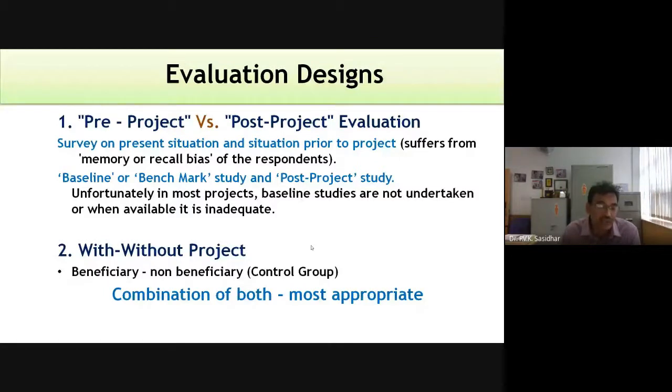Second is with or without project. Many times in extension, we go for this. With project means beneficiaries of the program. Without project means non-beneficiaries. K.V.K. beneficiaries, K.V.K. non-beneficiaries. Control and experimental sample. So beneficiary, non-beneficiary, and often we combine both. So a combination of both is most appropriate, right?